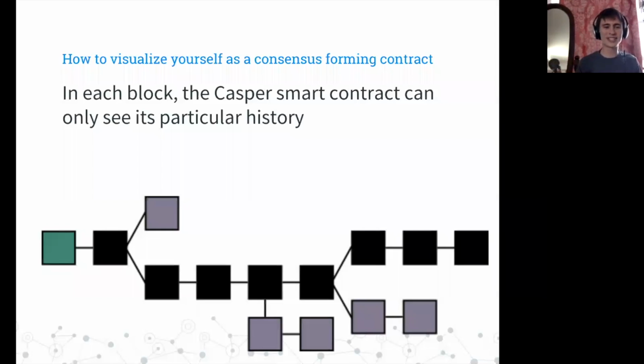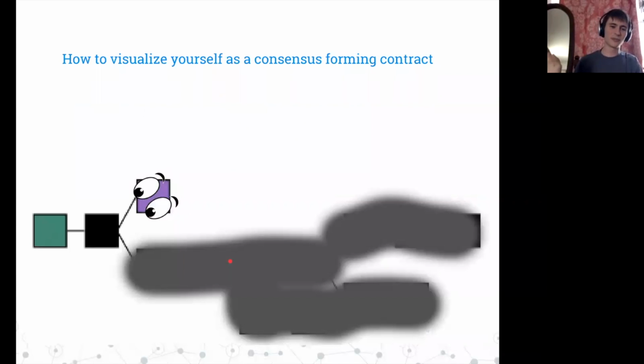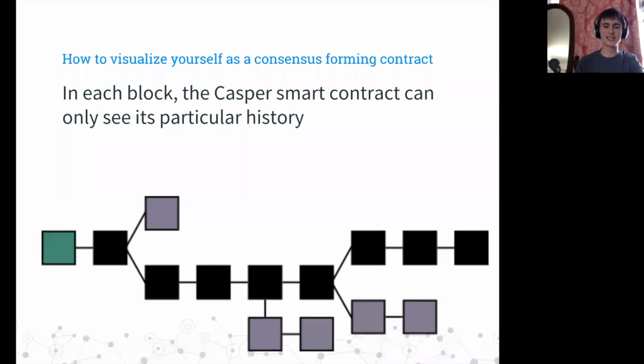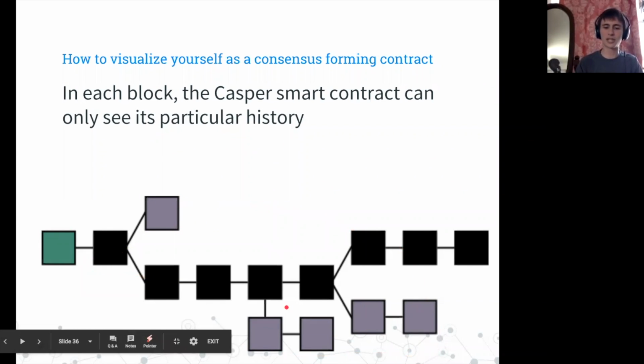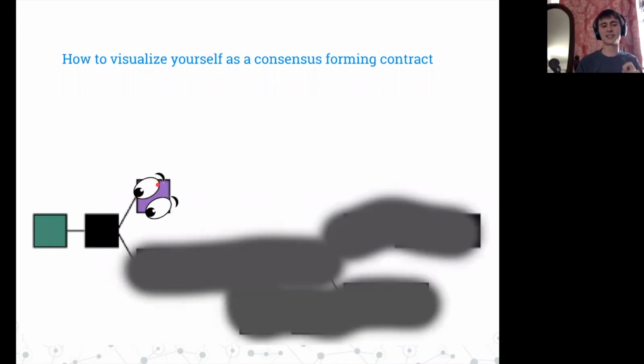So how do we do this? It's so hard to visualize. This is how I discovered how to visualize this kind of stuff, because it made no sense to me. Imagine you are a smart contract. This is the full chain, and this is what the validator sees. The validator sees the full chain. But I'm going to be a smart contract right here on this block. Now, I can only see my history, just my little history. So this is all I see: all the consensus messages that I am aware of.